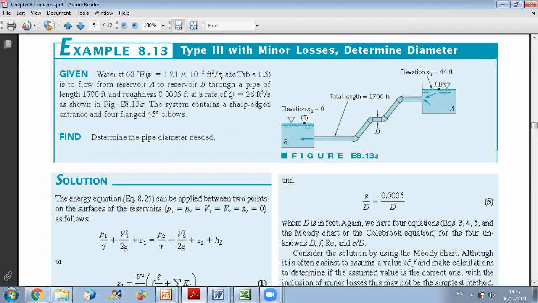Okay, so we have water at 60 Fahrenheit, characterized by mu equal 1.21 times 10⁻⁵ feet squared per second, flowing from reservoir A to reservoir B at a flow rate of 26 feet cubed per second, as shown in the figure. The system contains a sharp-edged entrance and 4 flanged 45 degree elbows. First, this problem involves major losses and minor losses, and it's challenging because the diameter is unknown.